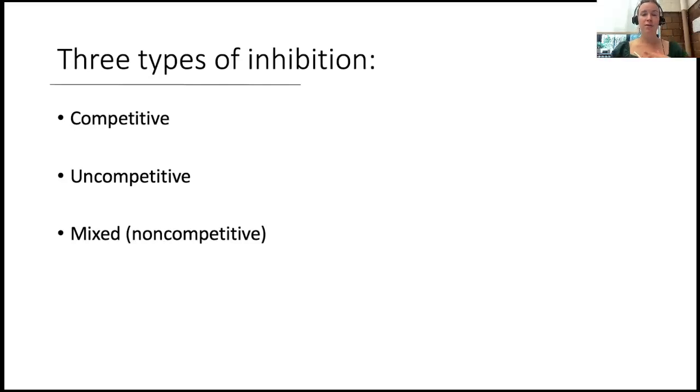The three types of inhibition we will be learning about today are competitive inhibition, uncompetitive inhibition, and mixed. You may hear mixed referred to as non-competitive, but I think it's confusing to have competitive, uncompetitive, and non-competitive. So competitive, uncompetitive, mixed it is.